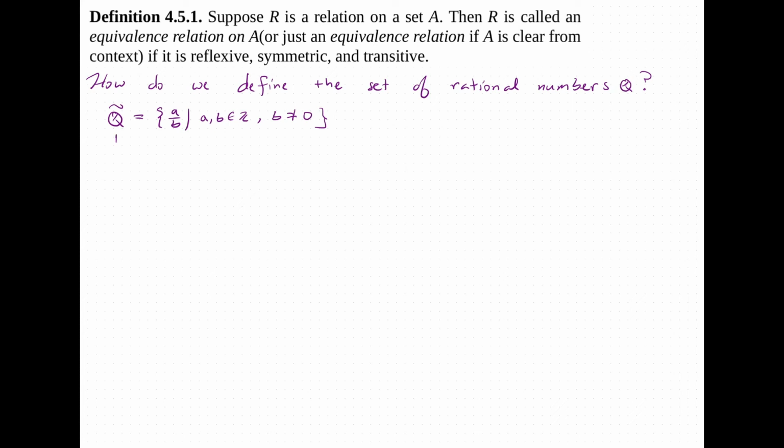Because in Q tilde, we have that 1/2 and 2/4 are elements by definition. But 1/2 does not equal 2/4, because in the definition of the set, they are considered as distinct elements. And that is a problem when defining the set of rational numbers. And so Q tilde is not the set of rational numbers for that reason.